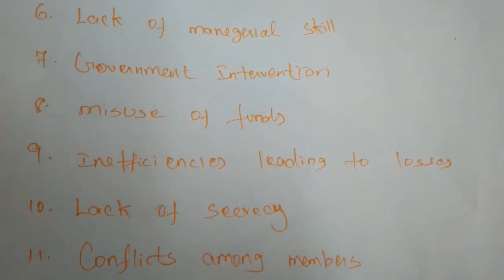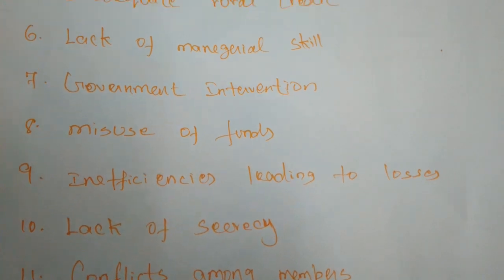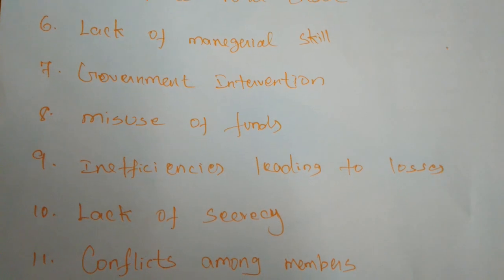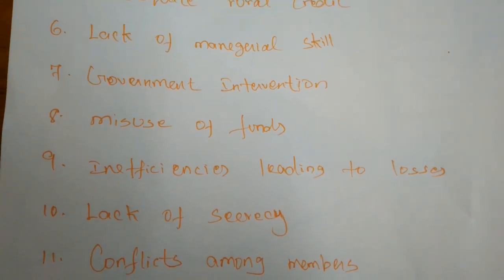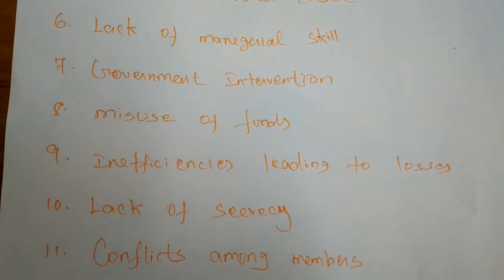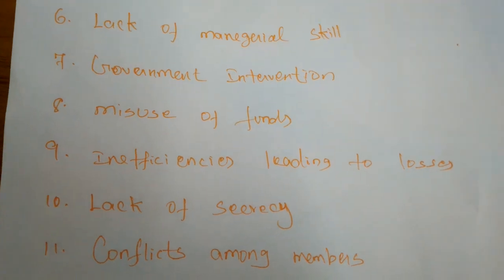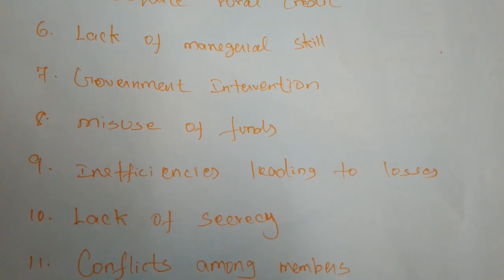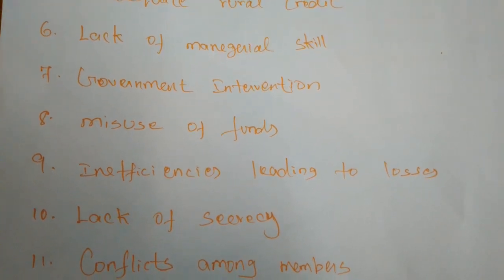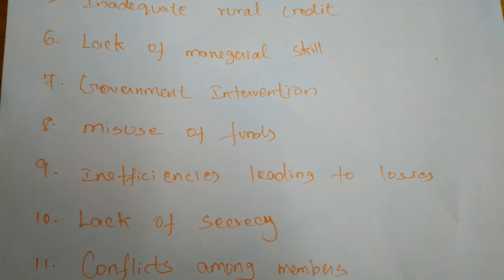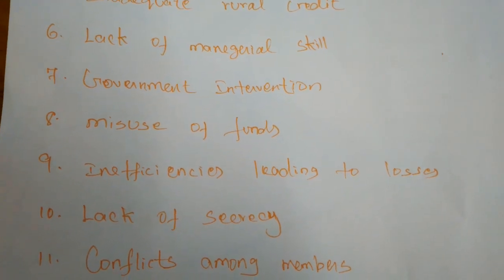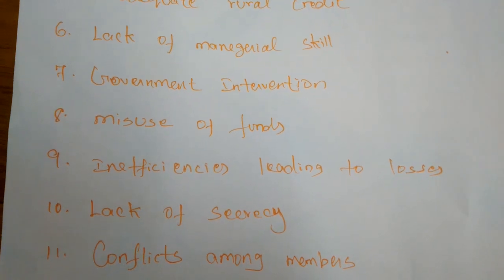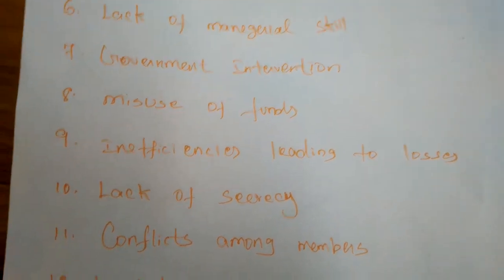Next, misuse of funds. How are funds misused in these cooperative organizations? If the members of the managing committees are corrupt, they can swindle the funds of the cooperative societies. Like bad politicians, if the members of the managing committees are corrupt, they will spoil the objectives of cooperative societies. They will misappropriate the funds of the cooperative societies.